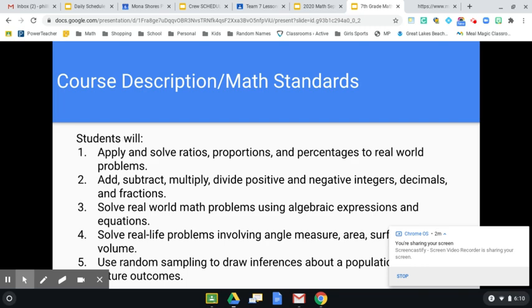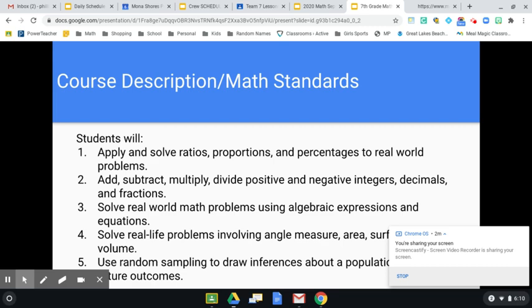Third, solve real-world math problems using algebraic expressions and equations. So we do a little bit of algebra. We'll start to look at how we combine like terms, it's called, and then get back into one-step and then two-step equations. Number 4, solve real-world problems or real-life problems, involving angle measure, area, surface area, and volume.